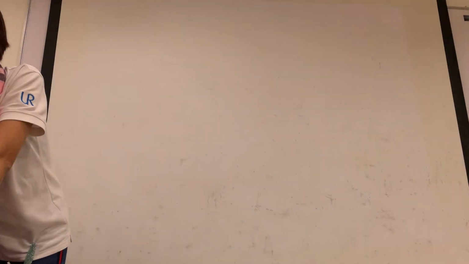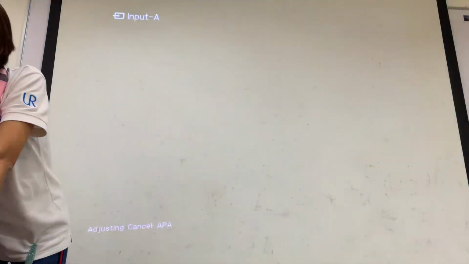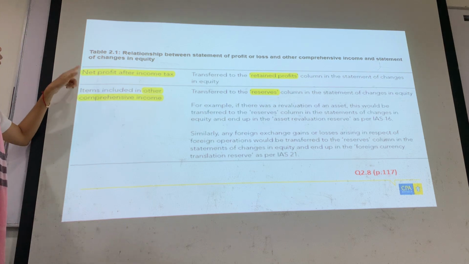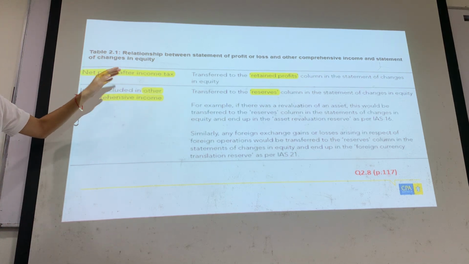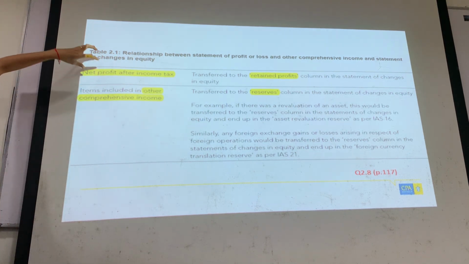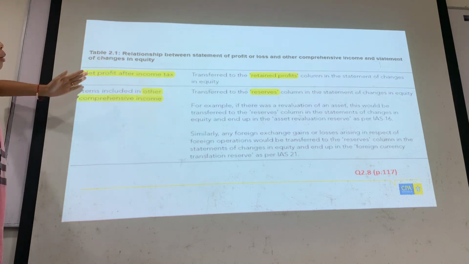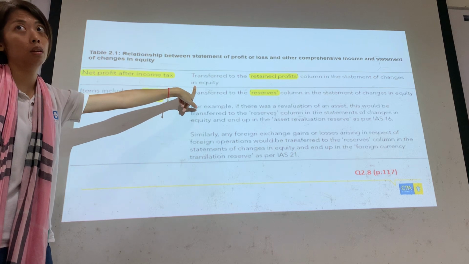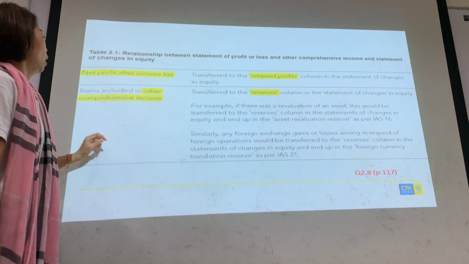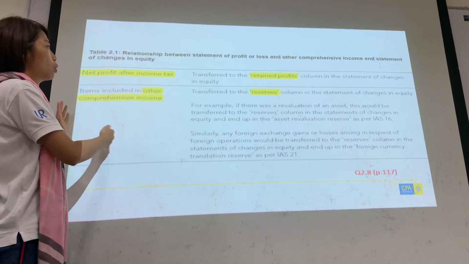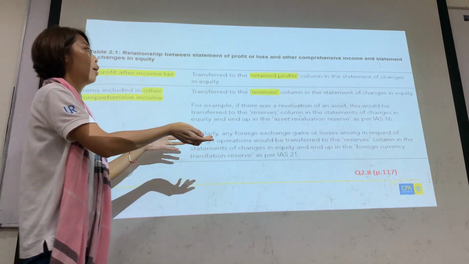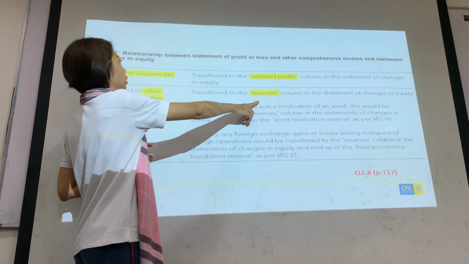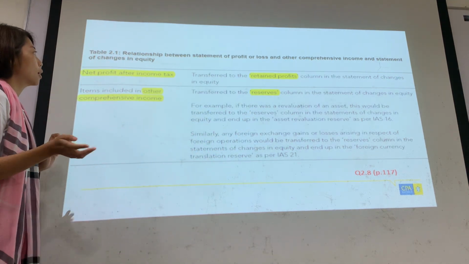So just now I told you, what did I tell you? I told you that profit for the year refers to net profit after tax. Profit for the year is after tax. Now, profit for the year will be transferred to retained earnings in your statement of changes in equity. OCI will be transferred to the statement of equity based on the column. Normally it's reserve column.